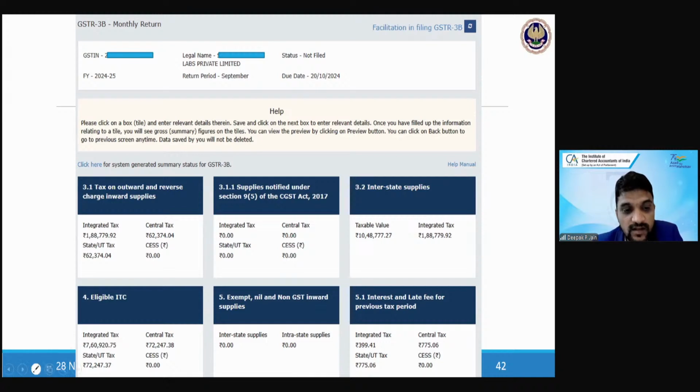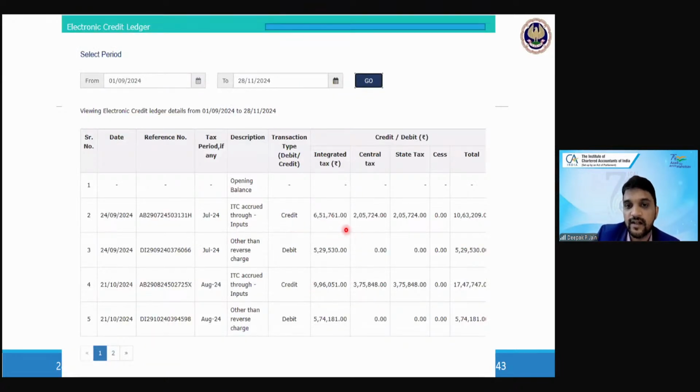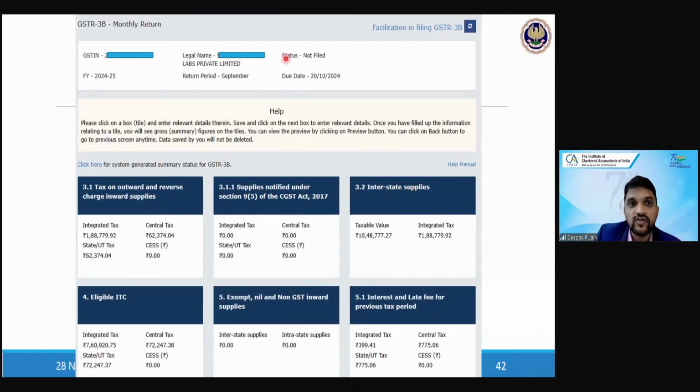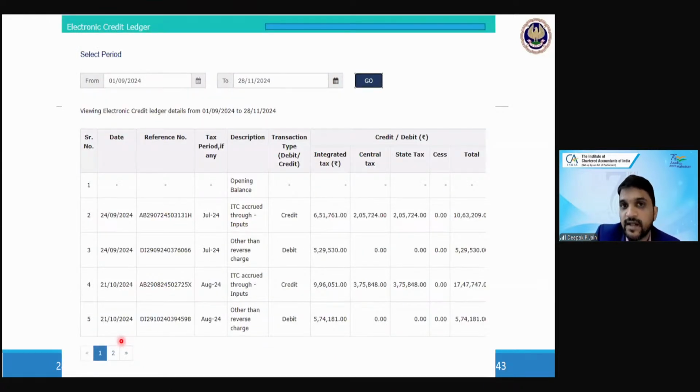Now, whatever credit you have in your returns, we said that if it is filed in our returns and it is appearing here, that you are showing it in your input tax credit, that will come in our electronic credit ledger. Now, in this case, I have shown you this for the month of September. This is the tax which has to come, but that is not coming. Why? Because that is not yet submitted. So until you submit your returns, your credit will not come in your electronic credit ledger.